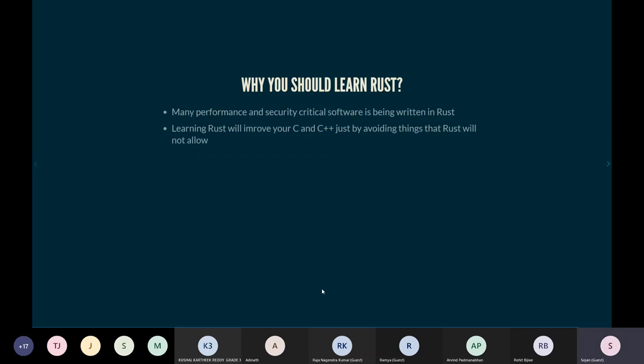This is my personal experience that learning Rust will improve your C and C++, right? We all love programming multiple languages, but knowing this language, you just avoid things which Rust will not allow. Automatically, your C and C++ coding will improve.